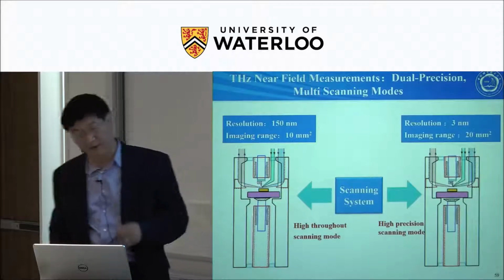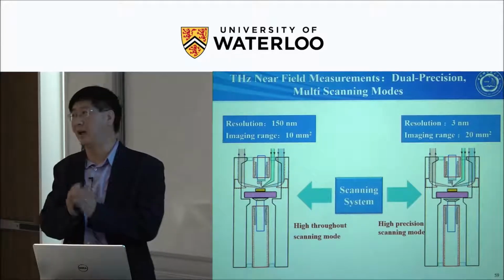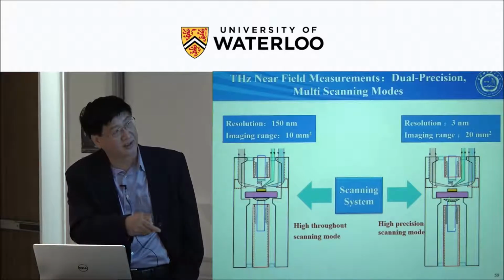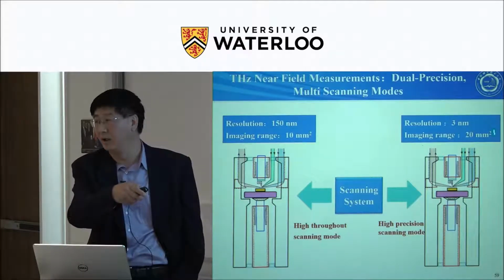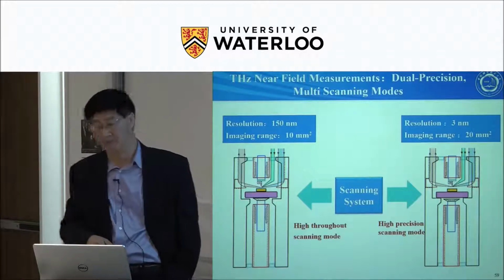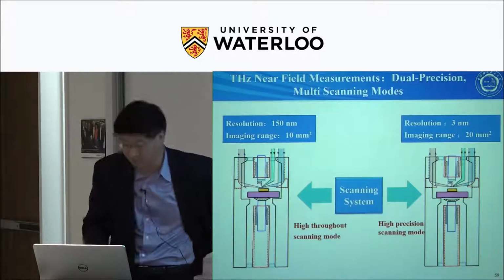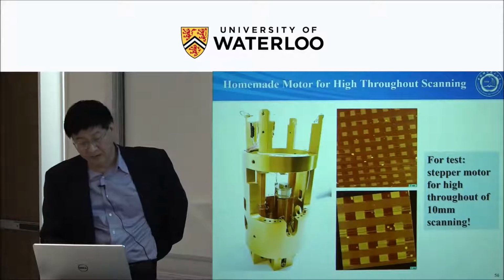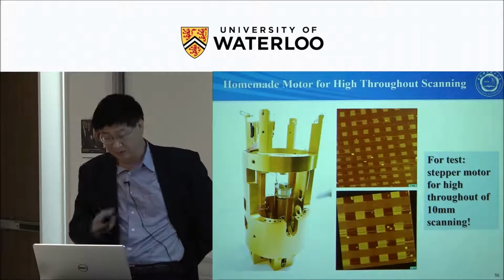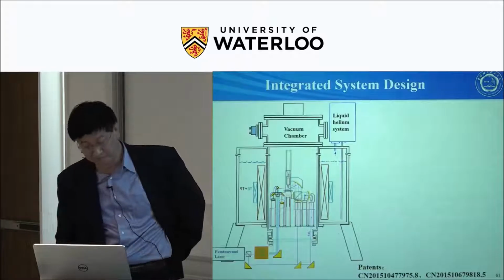Then on the right side, if we find some area in the sample that is interesting, we need a higher spatial resolution. Then we just step over to here, and we use the FM mode to scan the area top down. This one we already built in my lab. This two-tool mode is very successful. Then we have homemade motors for this high throughput. These are some tests of these stepper motors, and the results are shown here.